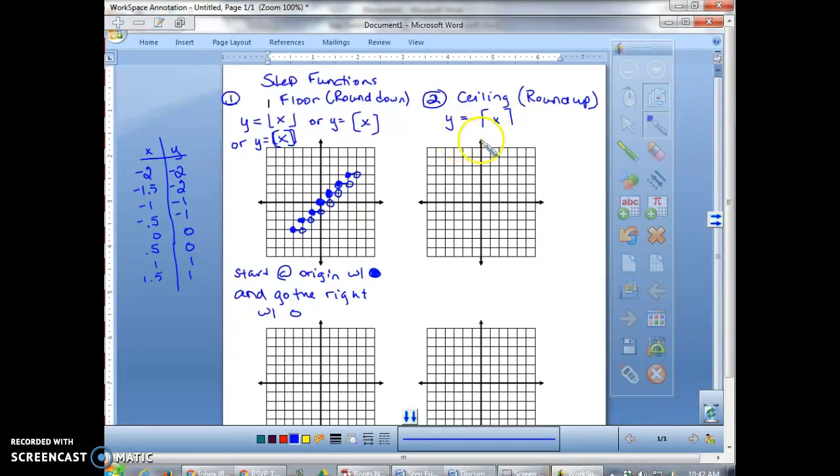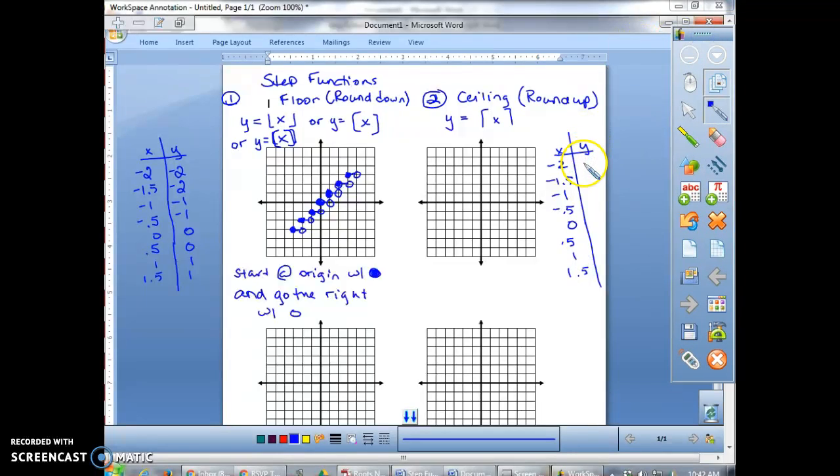Okay? Now, what about the ceiling or the round up function? So let me just do a little data table here. And I'll do the same exact values, -2, -1.5, -1, and so on. For the floor, we round down. Now you're rounding up for this one. Oh, didn't we just round up for this one? No, we rounded down, because 0.5 went back down to 0.